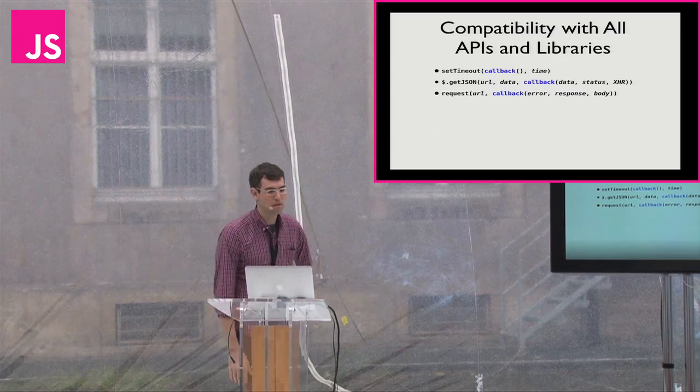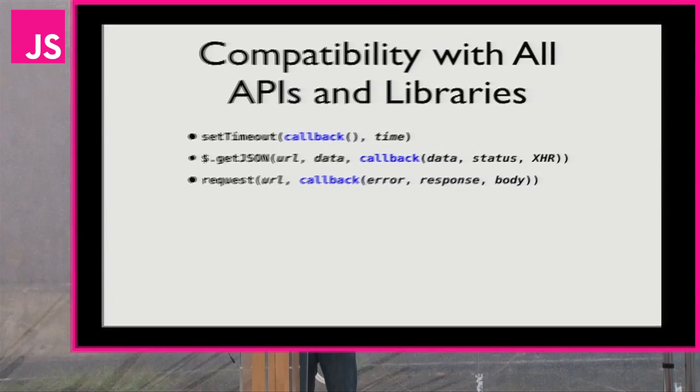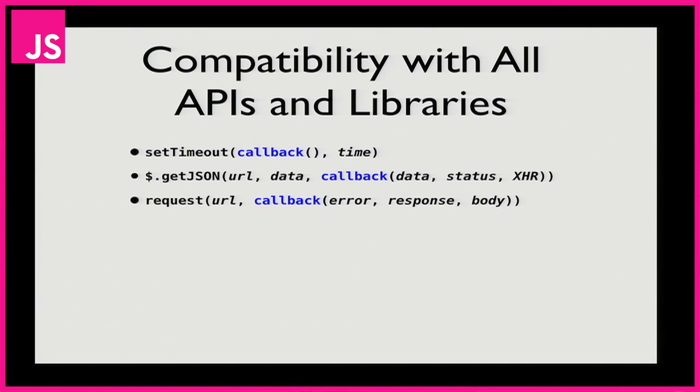By compatibility with all APIs and libraries, JavaScript has obviously been around for a while in lots of different contexts. And there's very little agreement among people who write libraries or JavaScript engines as to what a callback is supposed to look like. Is it supposed to be the first or the second parameter? And what are the parameters to that callback? And so here are 3 examples that all seem to be at odds with each other.